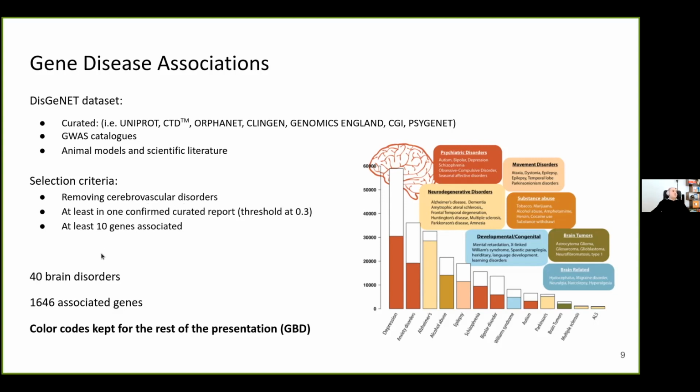At the end, we ended up with 40 different brain disorders, 1,646 unique genes associated with these 40 disorders, and they were categorized based on the GBD into psychiatric, neurodegenerative, movement, substance abuse, developmental disorders, and brain tumors. And the 5 other disorders that didn't fit in these categories were put together in a brain-related group. The color code that I'm showing here will remain the same across the presentation, with psychiatric disorders as red, neurodegenerative disorders as yellow, movement as cream, substance abuse as orange, and developmental disorders and brain tumors as blue and green.